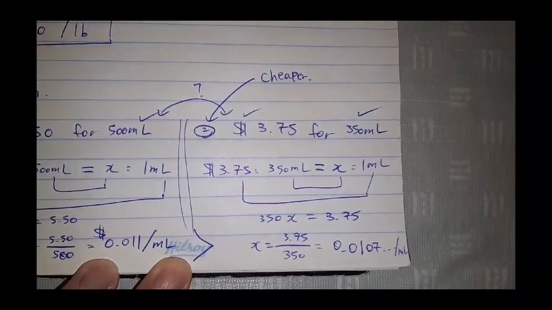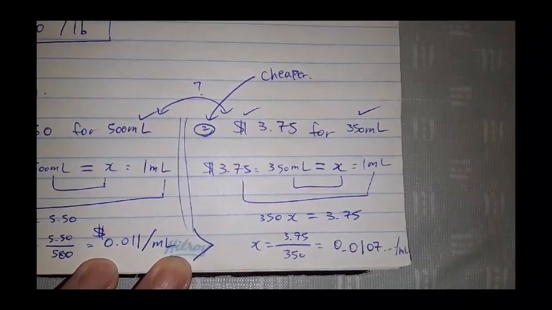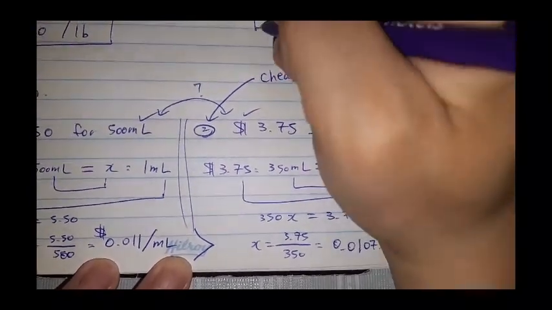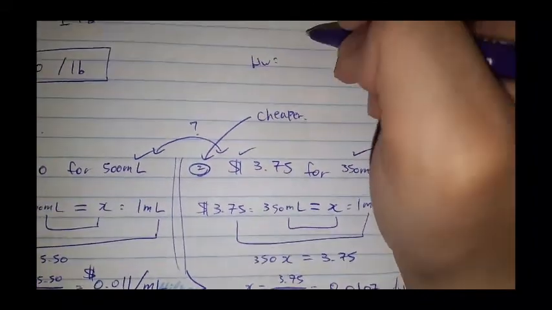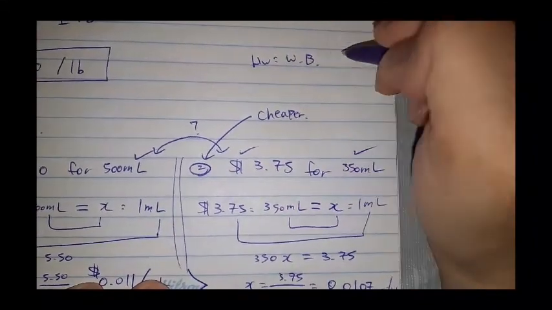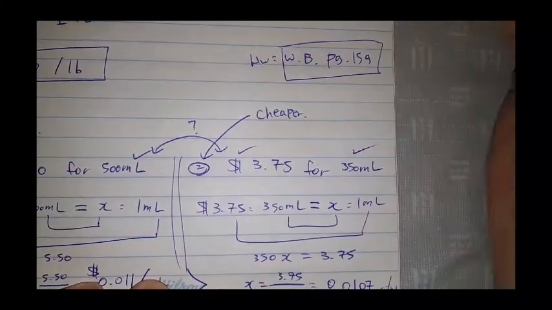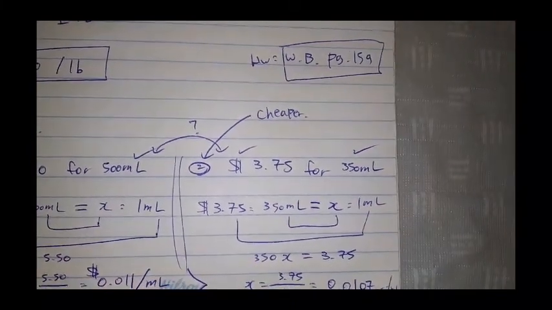That is today's lesson. It's one of the most precise and straightforward lessons. Your homework is to do every question on workbook page 159. There are about 5 questions. I want you to give it a shot. That is today's lesson.